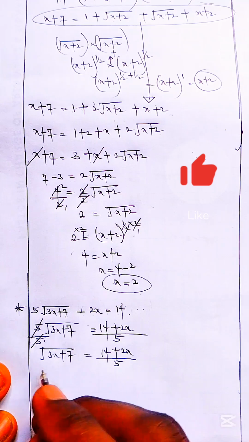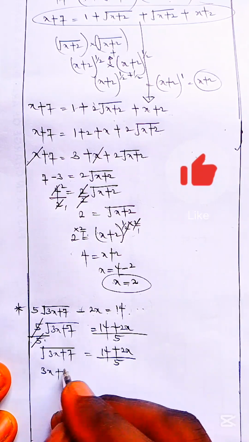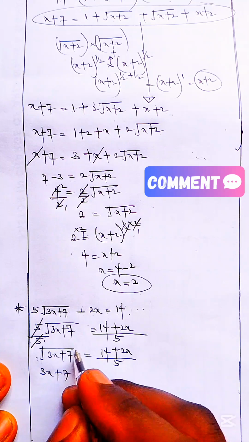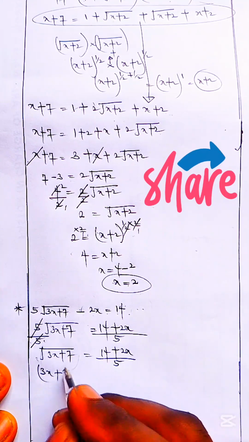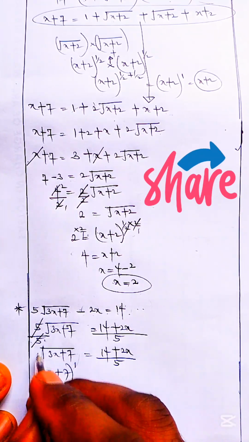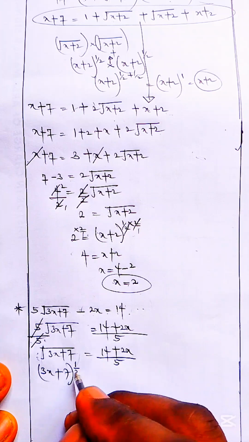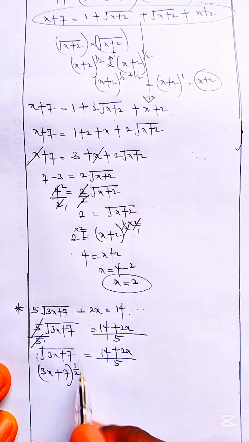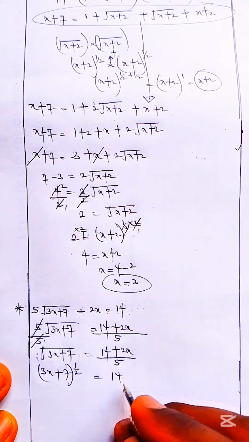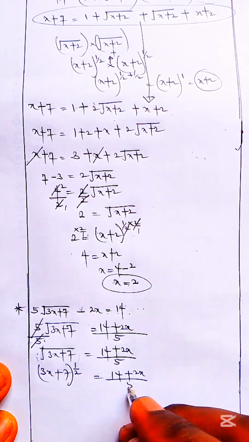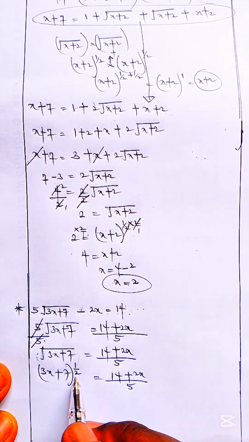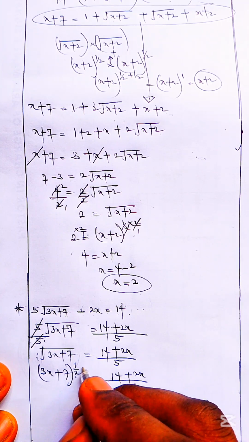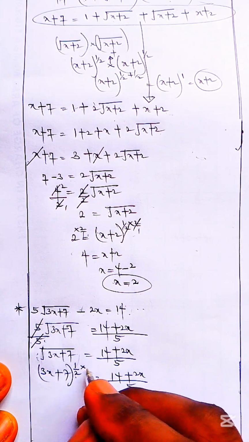So you know the rule under the roots of indices, 3x plus 7 here, since this is a square root, this is square root of 3x plus 7 raised to power 1. So I have 3x plus 7 raised to power 1. The root here is 2, that is divided by 2. So 3x plus 7 in bracket raised to power 1 over 2 equals 14 plus 2x over 5. So I look for a way to get rid of this. How do I do that? I'll use my multiplicative inverse. 1 over 2, the multiplicative inverse is 2 over 1.